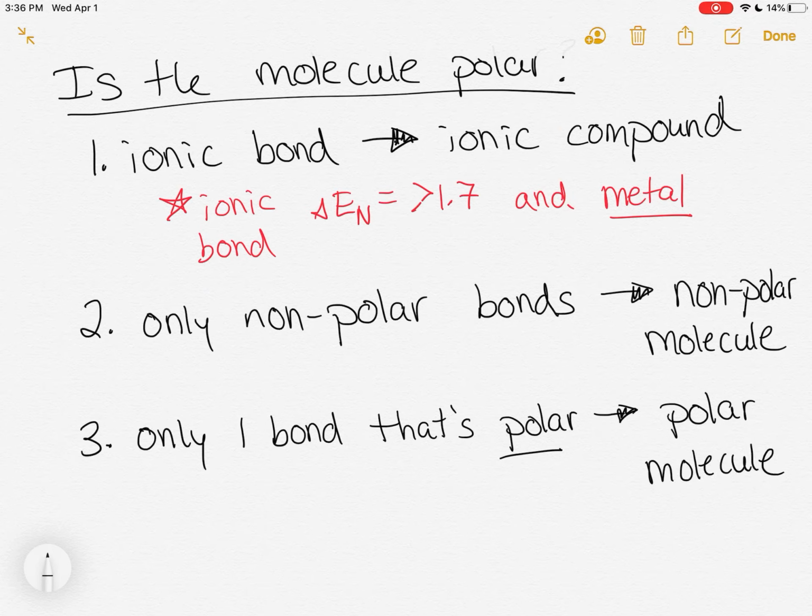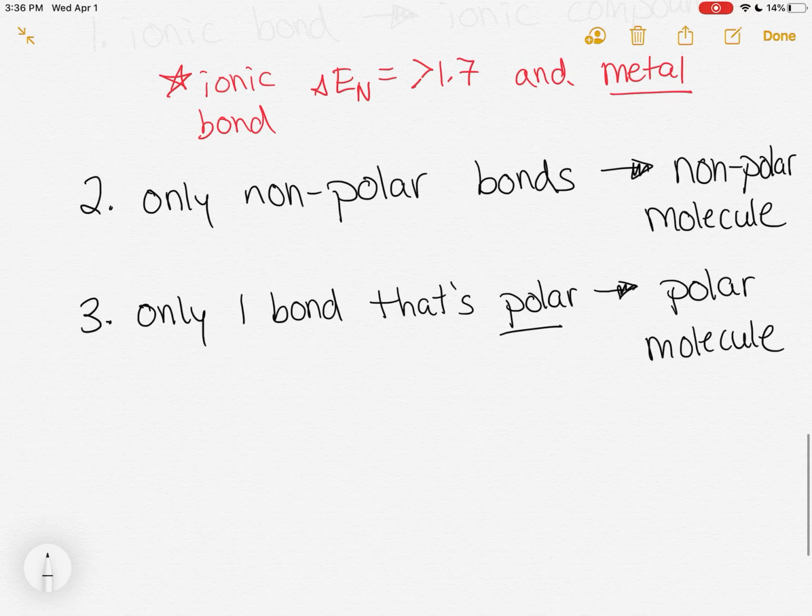Okay. You'll notice that in these first 3 situations, we don't actually even need to think about the symmetry of the molecule, and we'll actually only need the symmetry of the molecule in the 4th situation. So if we have an ionic bond, we have an ionic compound, as long as it's a true ionic bond. If we have only nonpolar bonds, we have a nonpolar molecule. If we have only one bond that's polar, then we'll have a polar molecule. In the 4th situation, this is where we have more than one polar bond.